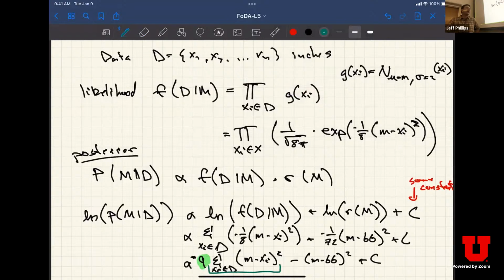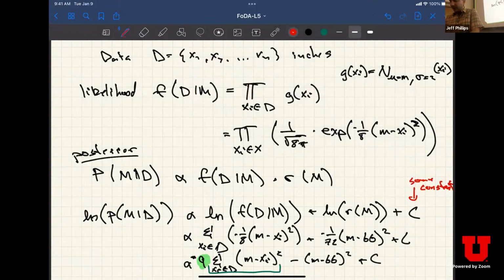Now I can solve for this. I know how to take an average, right? What I can do is pretend I have 9 copies of each of the data points, and then 1 copy of the prior of 66, and I could solve for that. It turns out I can solve this with a weighted average instead, where I weight these things by 9.